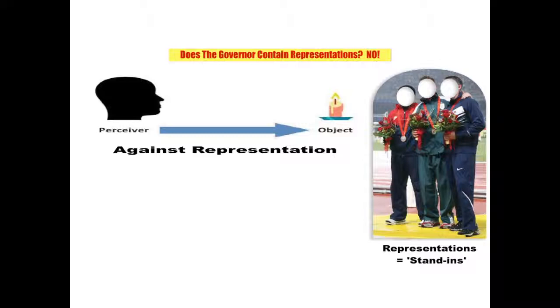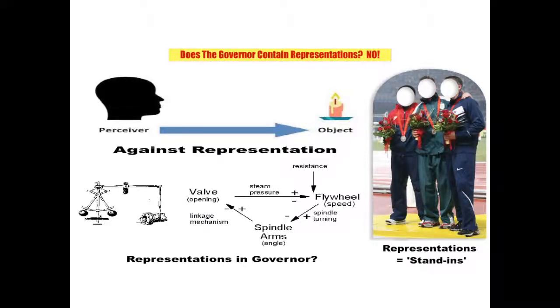For example, how does the visual state you're in when you see a red Corvette represent it? Clearly not by conventional stipulation, but by some other process. So, are there representations in the Watt Governor?